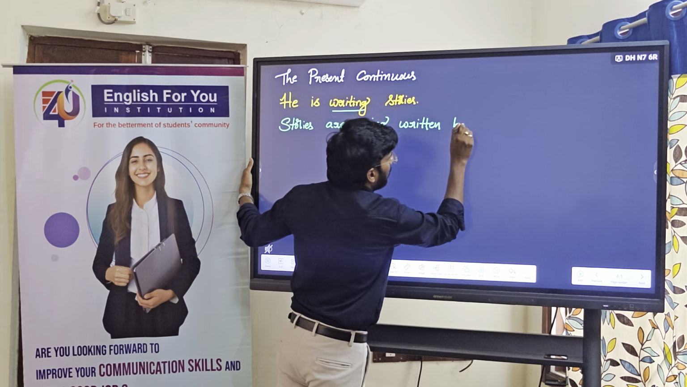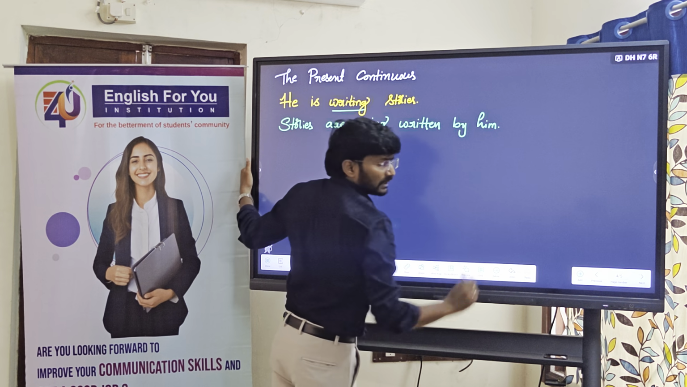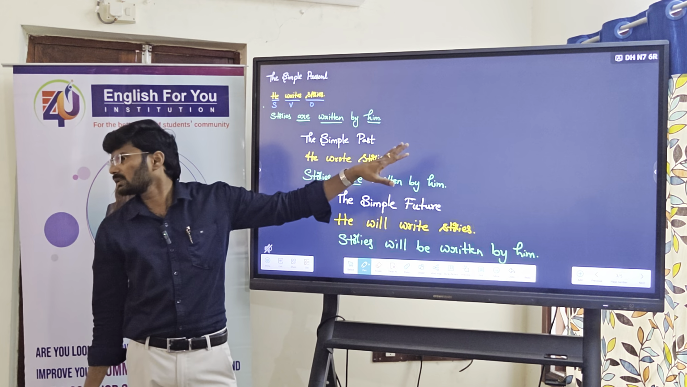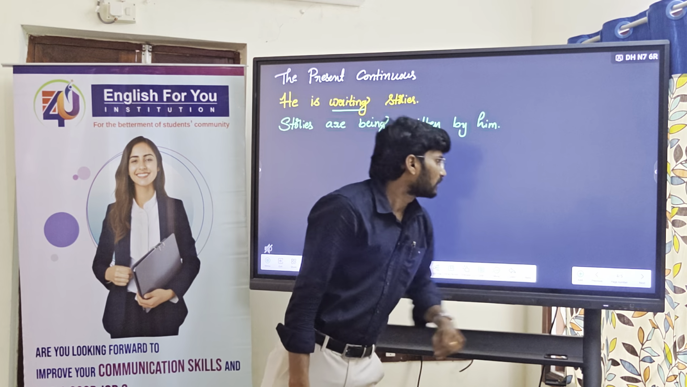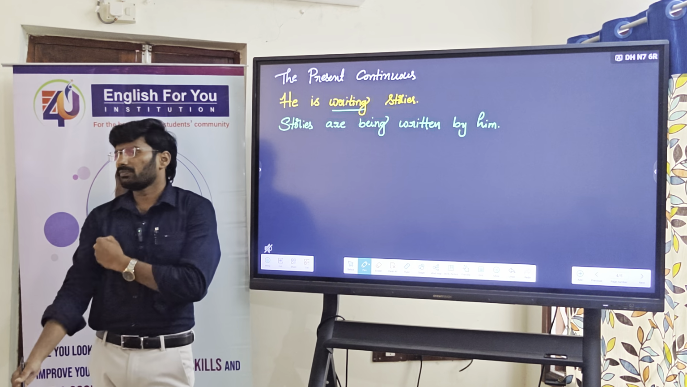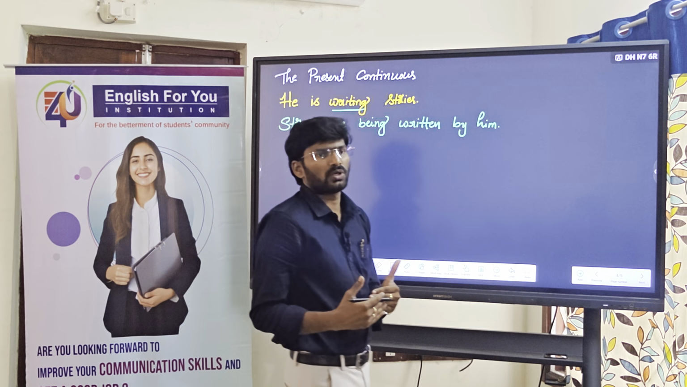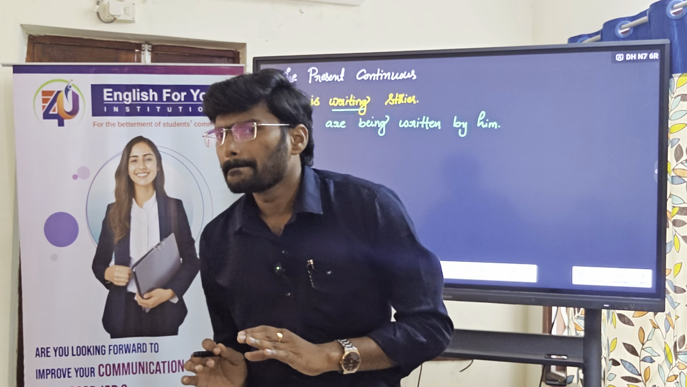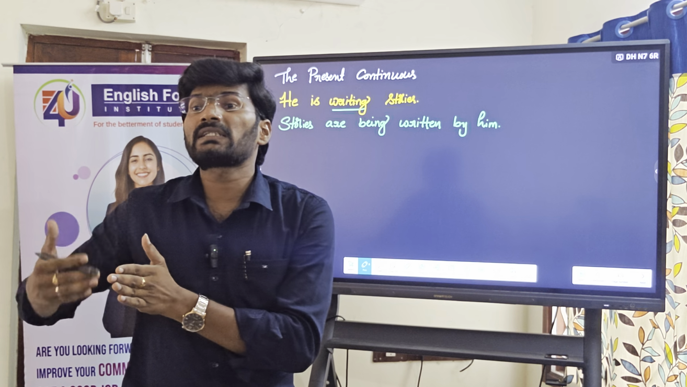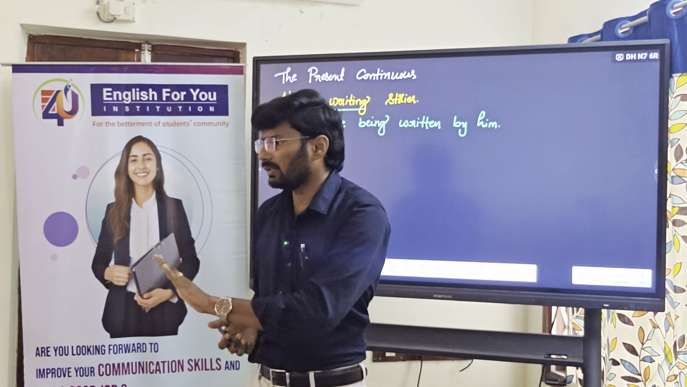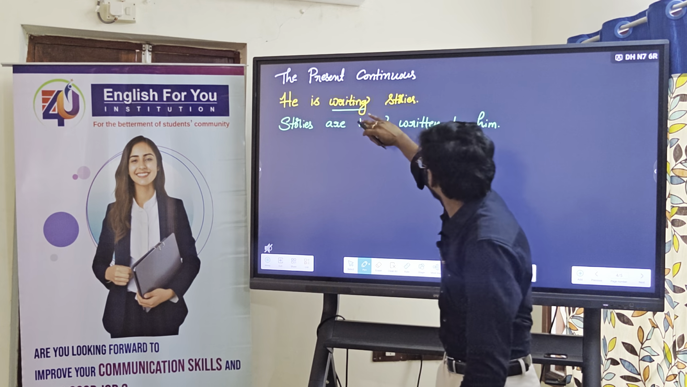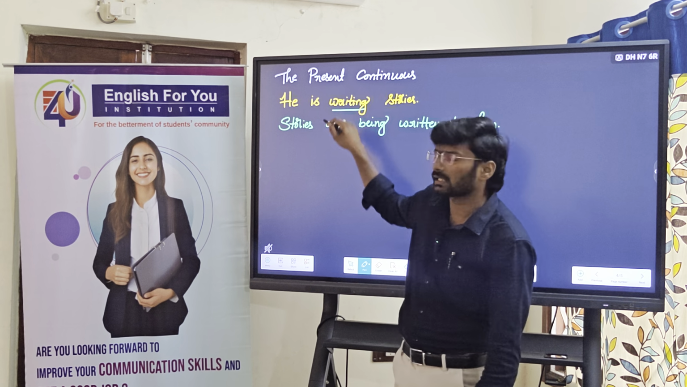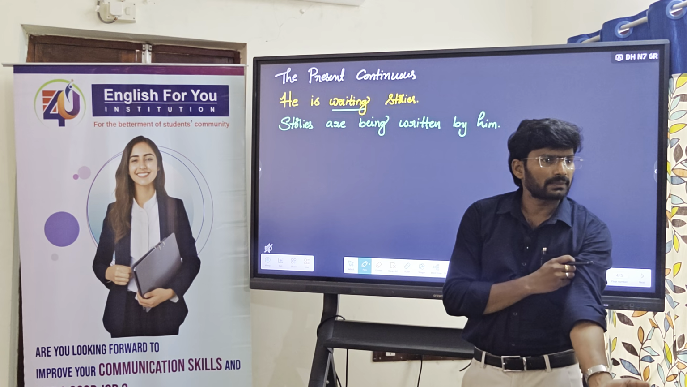Written by him. That's the reason I'm taking the same example actually, right? Here the stories are written by him, the simple present tense. Now here the stories are being written by him. The stories are being written by him. That's present continuous tense in passive voice. Is it clear? Yes, sir. Because of the being, it will become present continuous tense. If you are not using this being, automatically the stories are written by him, the simple present tense, and there is no meaning of continuity. To show that continuity, we are using being. Is it clear? Yes, sir.